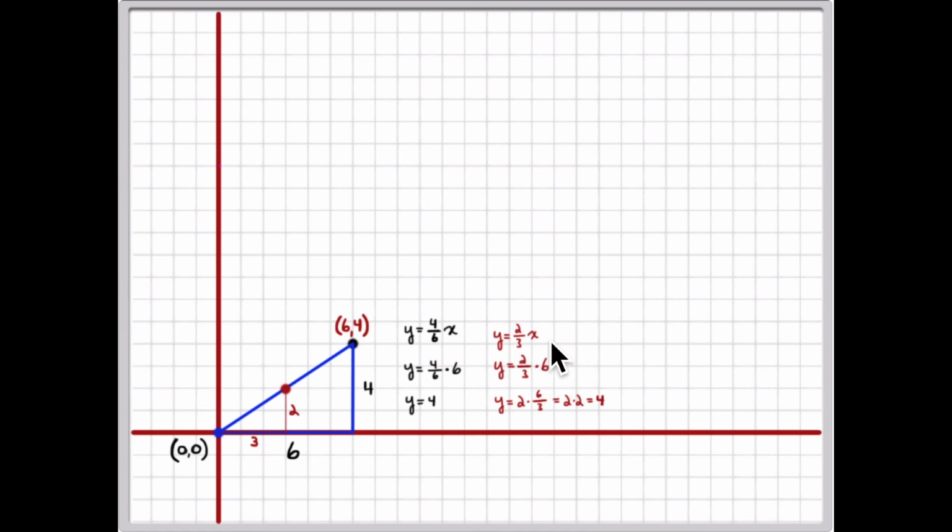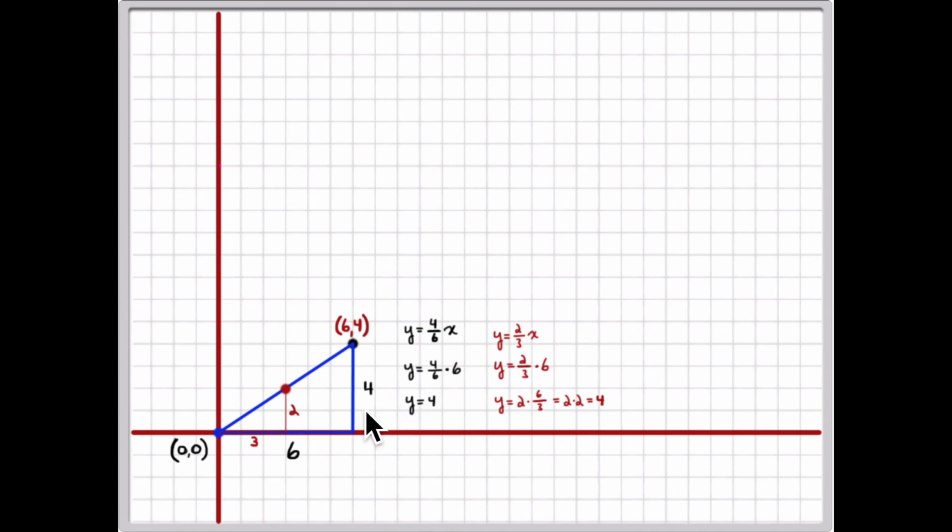4/6 simplifies to 2/3. So using 2/3 as the relationship, you should get the same answer. y is equal to 2/3 of x. Whatever x is, y is going to be 2/3 of that length. So y is equal to 2/3 of 6. So 4 is 2/3 of this length. So y is equal to 2 times 6/3. So 6/3 is the same as 2. So y is equal to 2 times 2 is equal to 4.